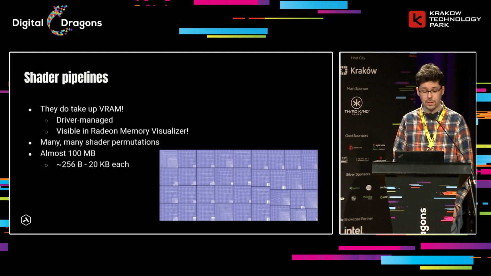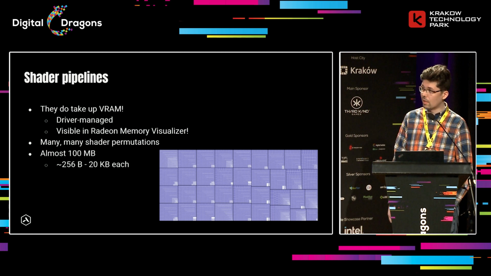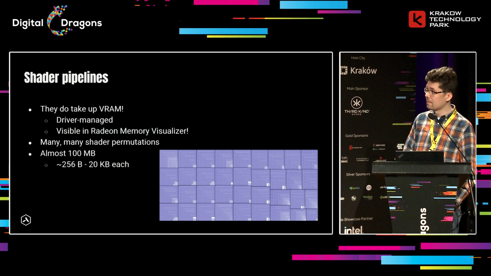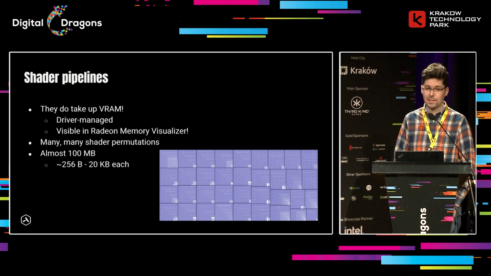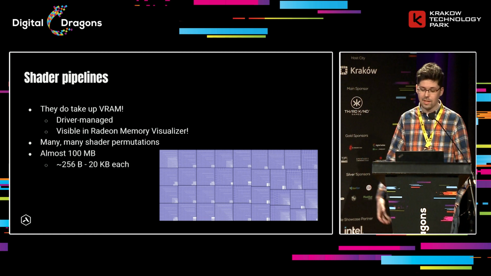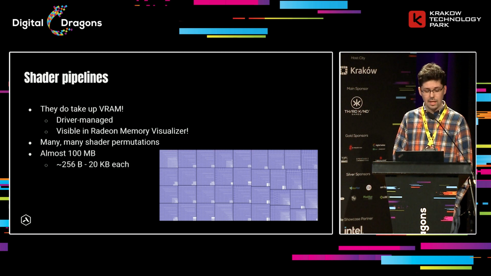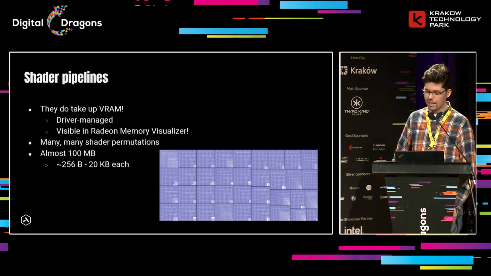In our case, we do have a lot of shader permutations. It almost adds up to 100 megabytes, and you can figure out that that's quite a lot of shader programs, given that they're generally only under a kilobyte each. It's definitely something we can try to improve.